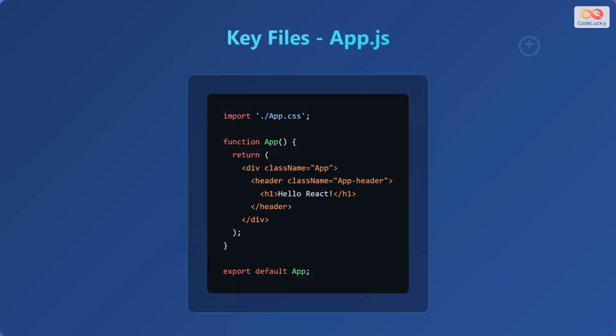Now let's take a look at App.js. This file defines the main application component. It imports the ./App.css file for styles. Inside the App function, it returns a JSX structure that defines the user interface. In this example, it's a simple div with a header that displays Hello React. This component is then exported as the default export, making it available for use in other parts of the application.